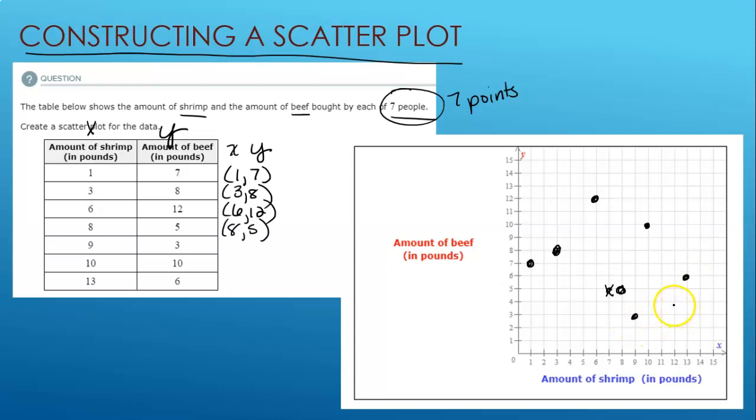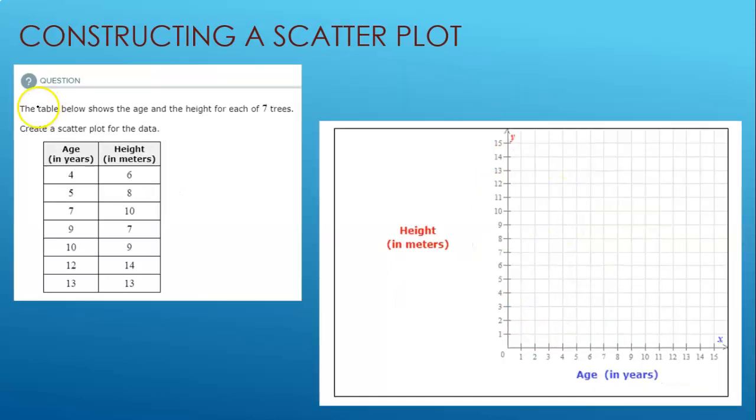So this is definitely not a nice, neat straight line. In fact, if you connect it with a line, you will be wrong. A scatter plot just shows the relationship between two things. And for this, it seems fairly random. It doesn't seem like there's much correlation between the amount of shrimp and the amount of beef. These don't even approach a straight line in any way. You pause the video and see if you can make your own scatter plot on your own. Go ahead and do that now.